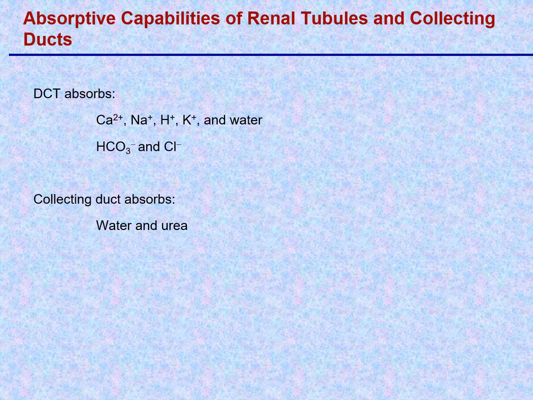It's easier on a diagram to go through these reabsorption differences between the proximal convoluted tubule, the descending and ascending arms of the loop of Henle, and the distal convoluted tubule. The distal convoluted tubule does absorb electrolytes, both anions and cations, and also the collecting ducts at the end can reabsorb water and urea.